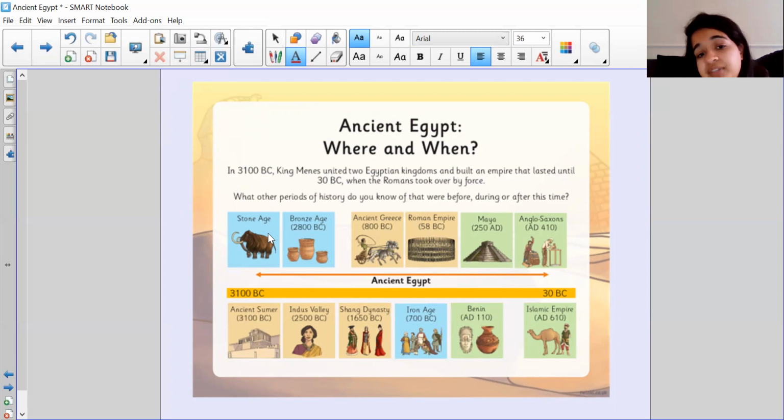The periods of history that we know before that, well, I told you it's the Stone Age. And after that, you've got the Tudors and the Victorians, but there are also these different empires. You've got the Anglo-Saxons, the Islamic Empire, the Mayans, the Iron Age, which falls in between. You've got ancient Greece, which falls in between. All of these fall in between this timeline.